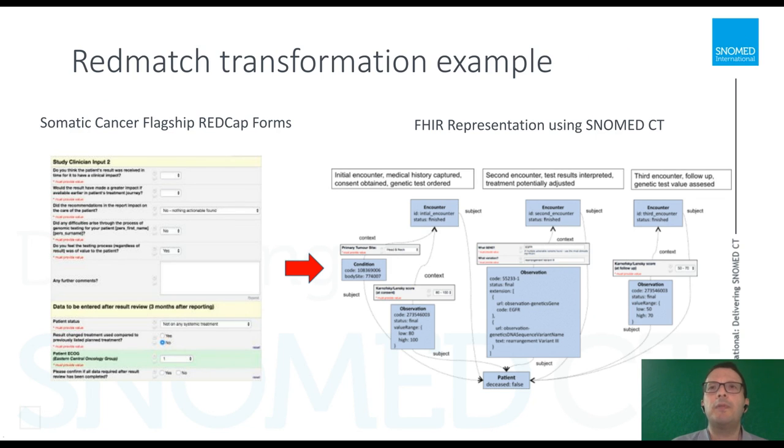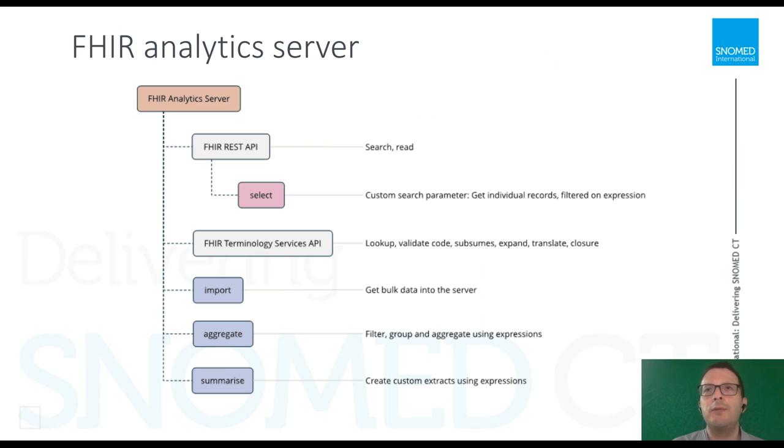So this is an example of what you get once you use this tool. You start with a REDCap form, like the one you can see on the left. This actually was the first case study we did with this tool for the somatic cancer flagship in Australian Genomics. And once you define all these rules and put them through the platform, you end up getting a really nice and standardized FHIR model, as you can see on the right-hand side. In this case, you can see that we have 3 encounters. Each encounter has a series of observations and conditions, and then everything is tied back to the patient.